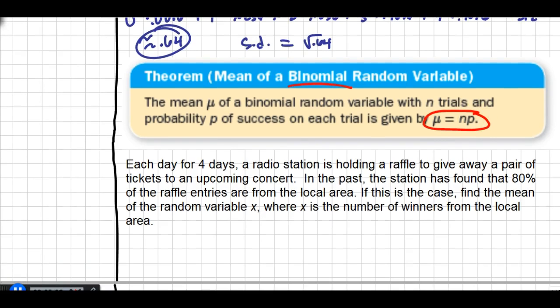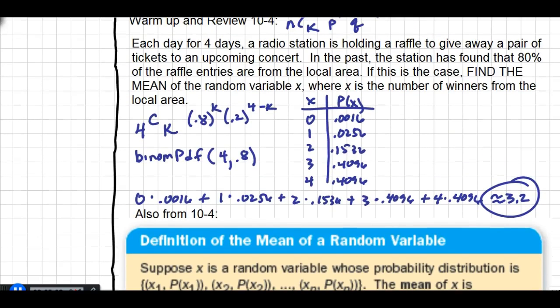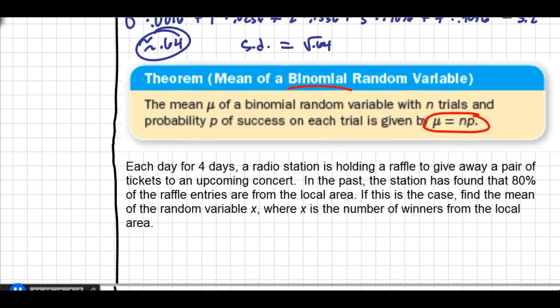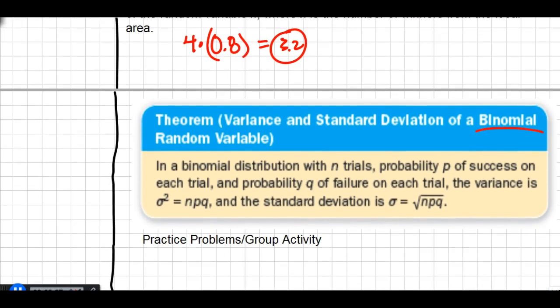So let's take the same radio station question. Rather than doing all of this work that we did back here, finding all the probabilities by using the binomial PDF command and setting up the table and then having to calculate, instead we could have just taken the number of trials times the probability. The reason for that again is because it's a binomial situation. So we would just do the number of trials times 0.8 and we would get the 3.2, which is what we got. Then there's also the same type of information for the standard deviation and the variance.